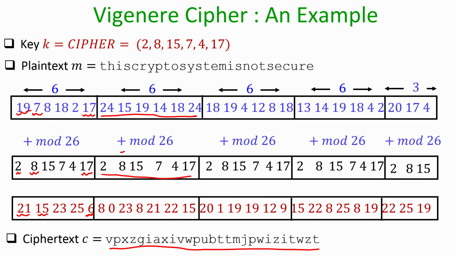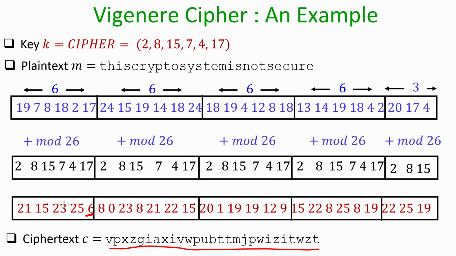At the receiving end, the receiver is also going to perform the same operation. It will divide its ciphertext into blocks of 6, and in this case the last block will consist of 3 characters, interpret them as symbols in the range 0 to 25 and then subtract each of the key characters modulo 26 to obtain back the plain text. That is the way we are going to perform the encryption and decryption operation in the Vigenere cipher.